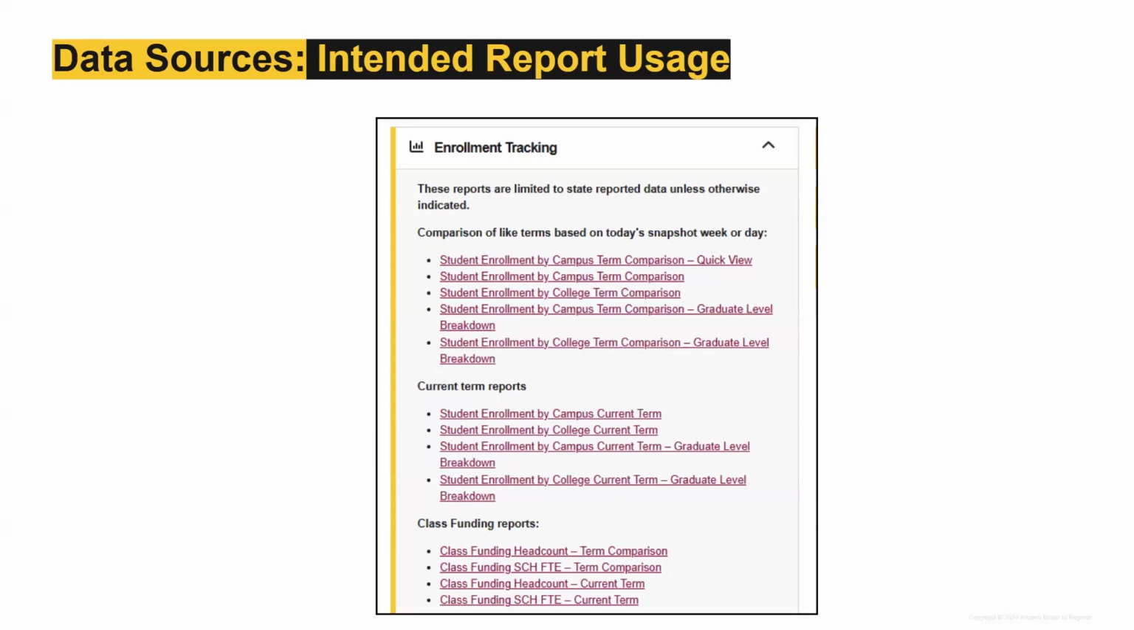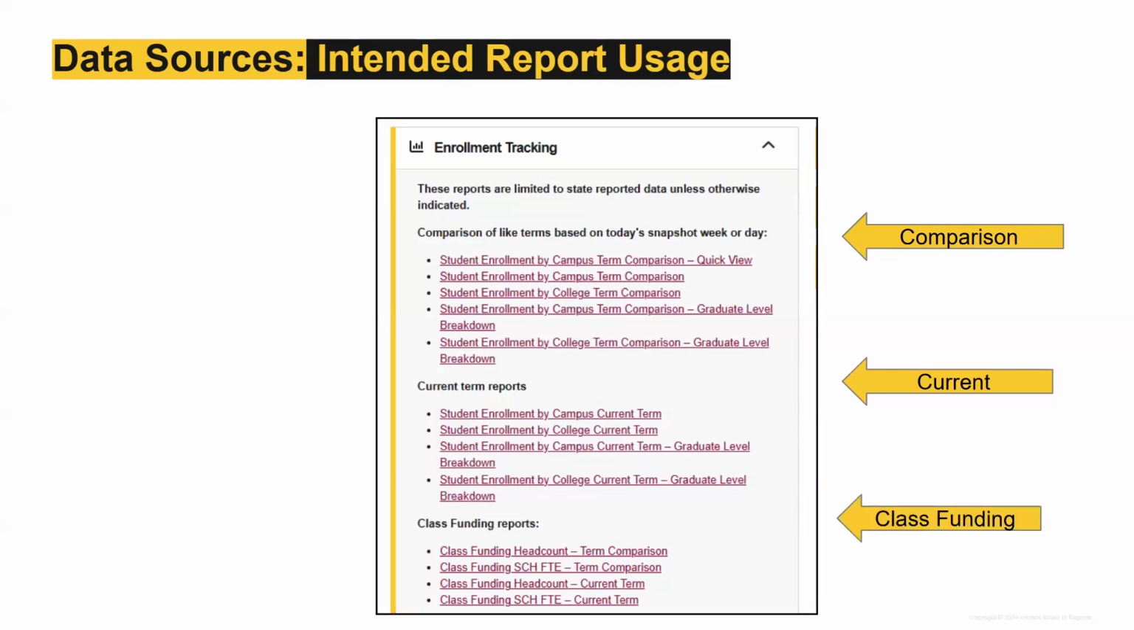So there's a few groupings here on this page that I want us to take note of, and I want you to be thinking about these elements as we move forward in the next slides. So note that there are comparison reports on here, so that's comparing data from the prior like term based on the snapshot day or week. There's current reports. That is not based on snapshot data, it's just pulling data from data warehouse as of that day. And then there's the class funding reports.